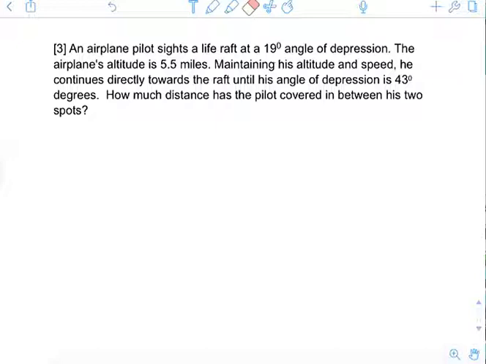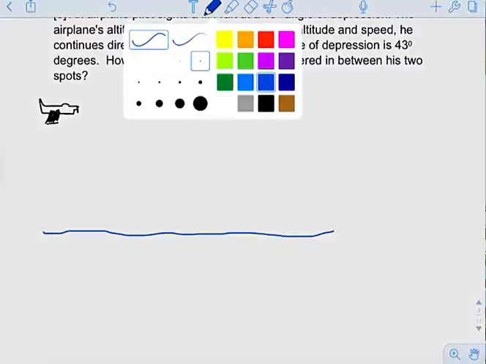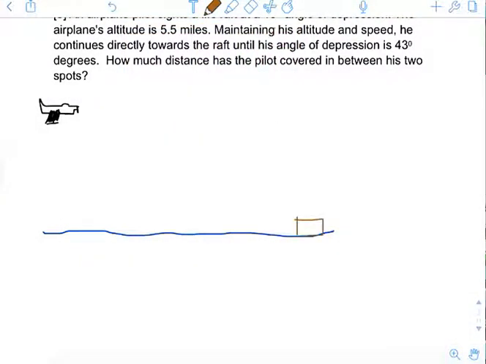So let's get into it. You're going to see me draw a literal diagram here. If it says draw an airplane, I'm going to draw an airplane. So we have an airplane that sights a life raft. So you have this airplane flying around, flying over water. And he spots a life raft. So I'm going to draw some water here. So water and a life raft. Okay, so life raft. Boom.